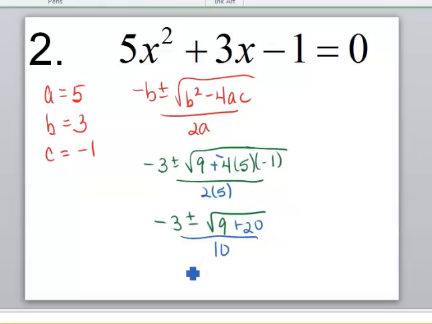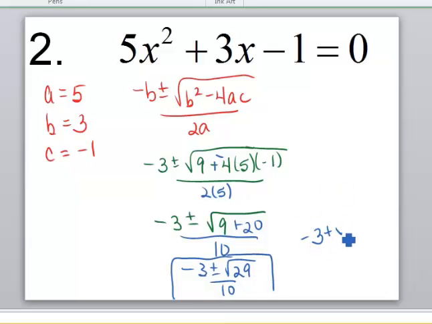Alright, so what I end up getting is negative 3 plus or minus the square root of 29, over 10. This is the final answer because the square root of 29 cannot be broken down. So I've got 2 answers: negative 3 plus the square root of 29 over 10, and negative 3 minus the square root of 29 over 10.